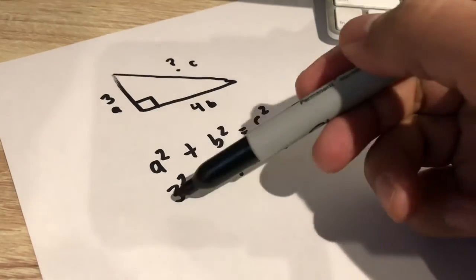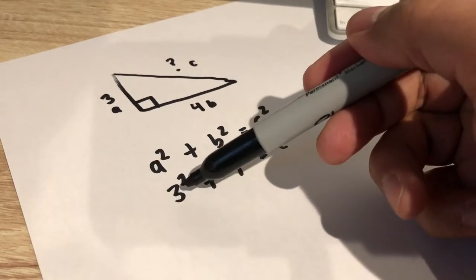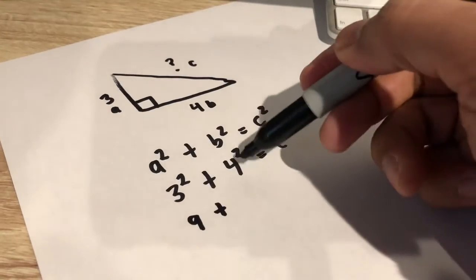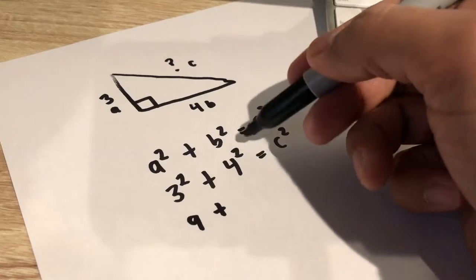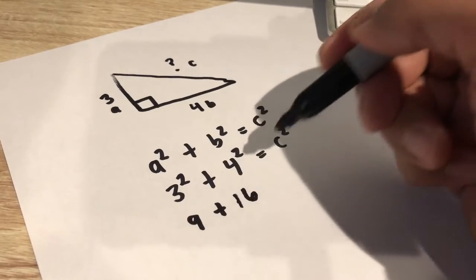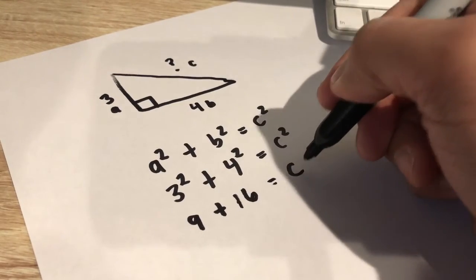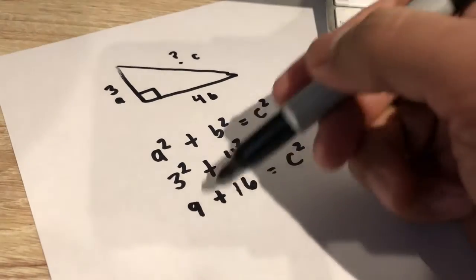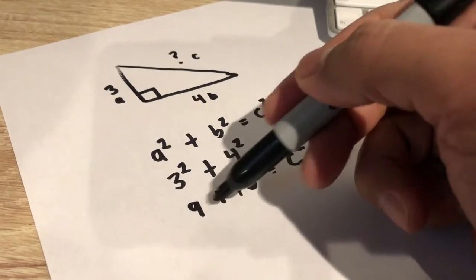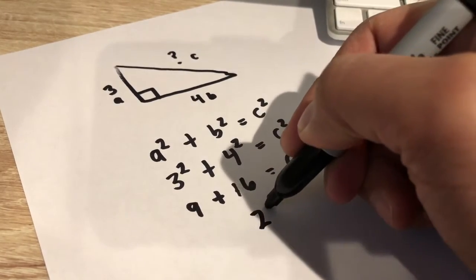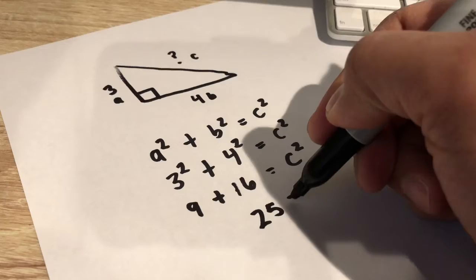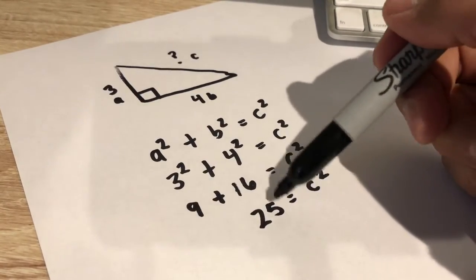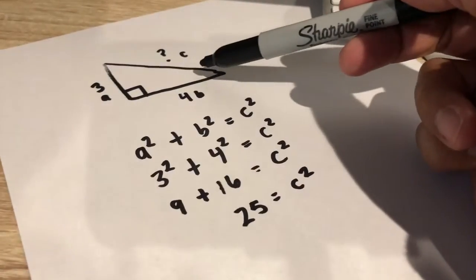Now, remember, 3 squared is equal to 3 times 3, so it's going to be worth 9. 4 squared is going to be equal to 16 because it's 4 times 4. And our C squared is still the side we don't know. Similar to solving equations earlier in the year, we add these two together, of course. 9 plus 16 equals 25, equal to C squared.